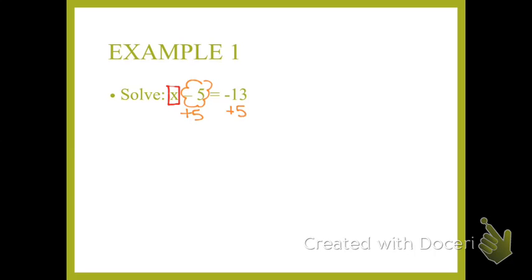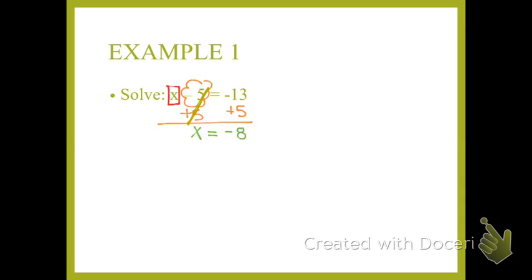And we'll use the addition property of equality by adding 5 to both sides of the equation. Negative 5 plus 5 is 0, or in other words, it cancels out, and leaves me with only the x on the left-hand side of the equation, and on the right side, I've got negative 13 plus 5, which is negative 8.